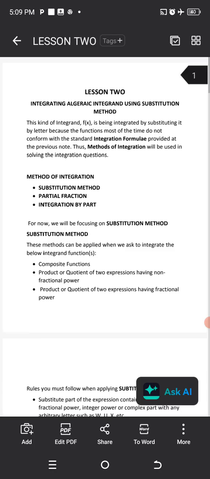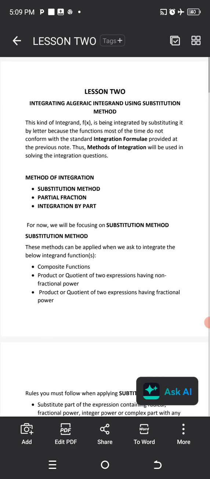But there are some integrals that you'll be asked to integrate where applying the integration formula directly will not work. So that is why we are going into this lesson 2, for you to learn more on how to solve integral questions that are not direct integration, in which you must know the method to use.